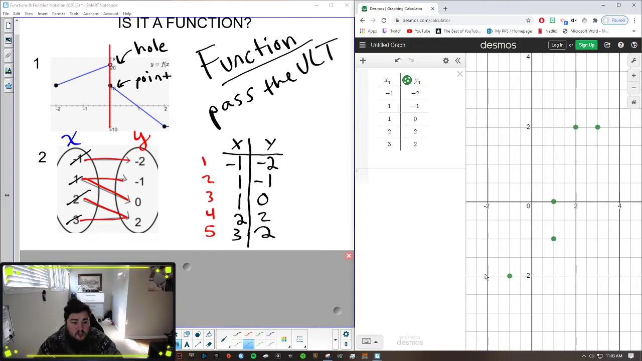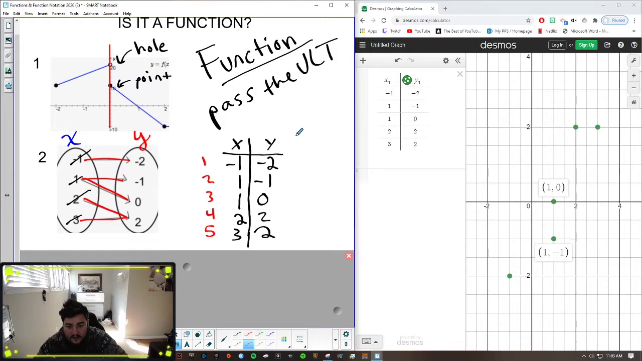And now I'm going to check, does this pass the vertical line test? Well, it actually fails the vertical line test. Right here, if we imagine a vertical line, I hit both of these points at the same time, which means this is not a function.